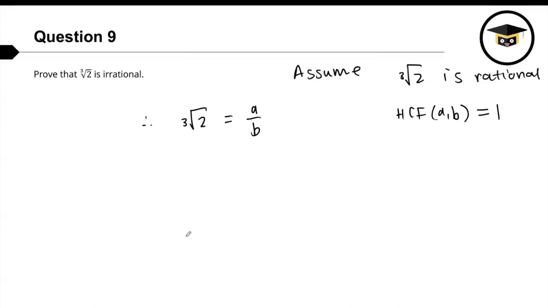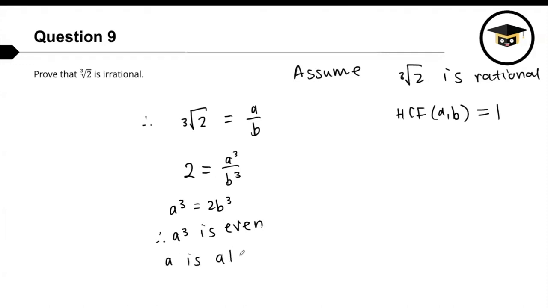From here, we're going to be cubing both sides. The cube of the cube root of 2 is just 2. The cube of A over B is just going to be A cubed over B cubed. And then from there, we can say A cubed is equal to 2 times B cubed. Therefore, A cubed is even. Now, because we know A cubed is even, that means A is also even.